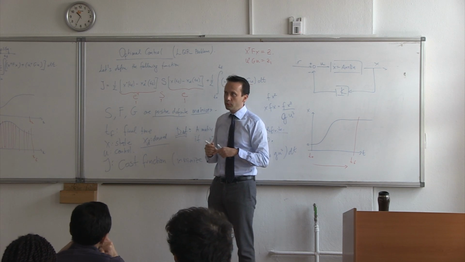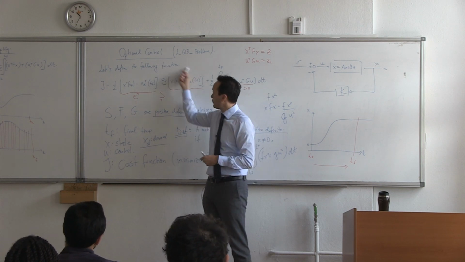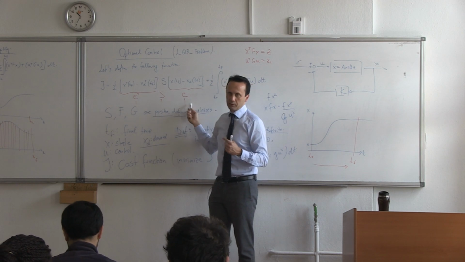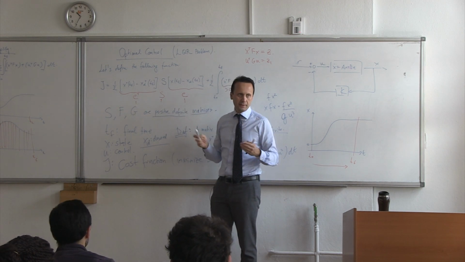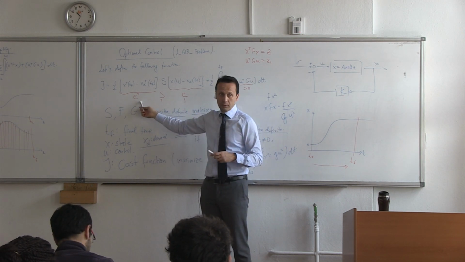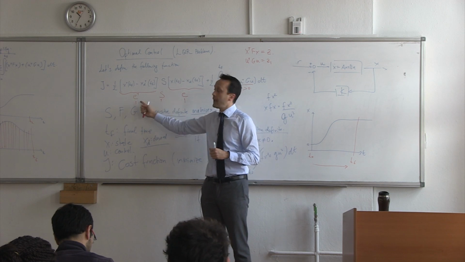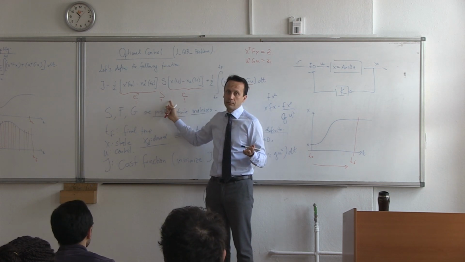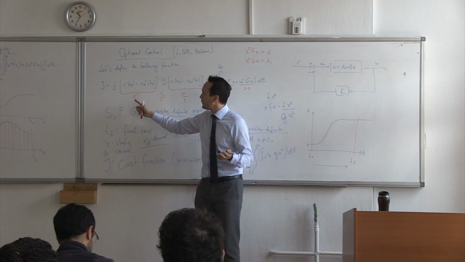If the steady state error is equal to zero, then this part would be equal to zero because the errors would be equal to zero. But if there is a steady state error, then these are not equal to zero, and you still have an error. Okay, so the larger the error, the bigger J.